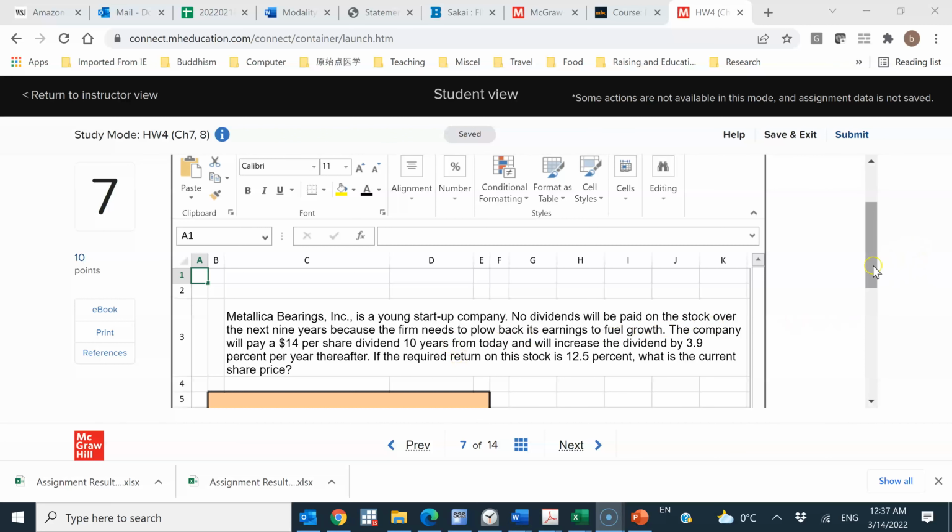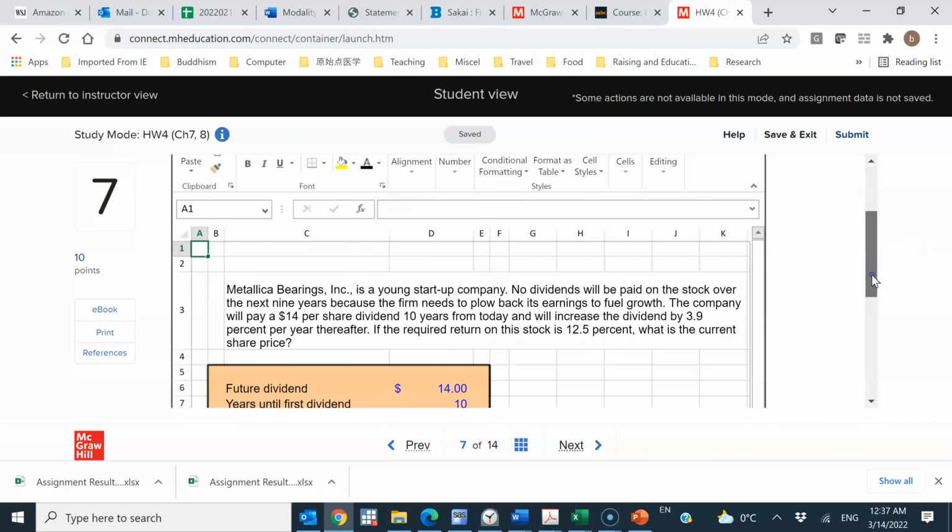This is question number 7 of homework 4 for session 5. This firm is a young startup company. No dividends will be paid on the stock over the next 9 years because the firm needs to plow back its earnings to fuel growth.